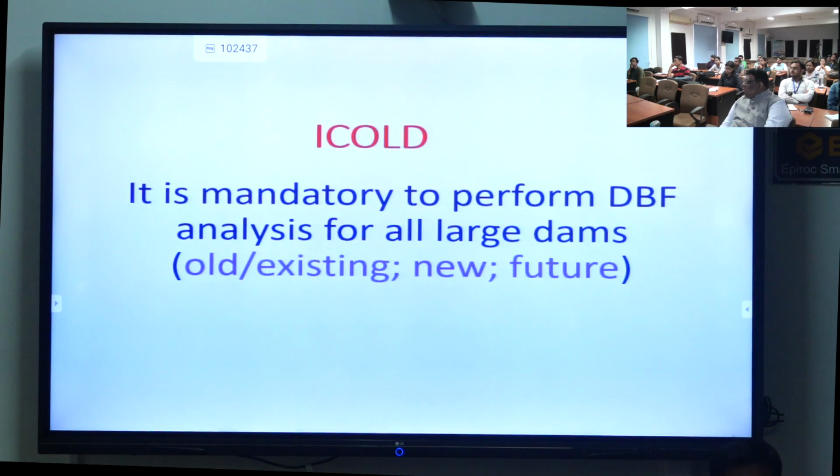They make it mandatory that one must perform the dam breakthrough analysis for all large dams. The number is, if your dam is higher than 50 meters, you have to conduct the dam breakthrough analysis, whether it is an old dam, an existing dam, a new dam, or a dam which is coming in future. You must do it. This is the law. Let us go next.